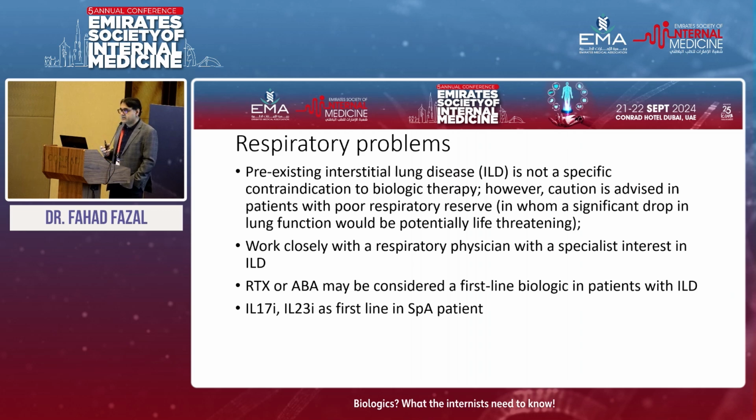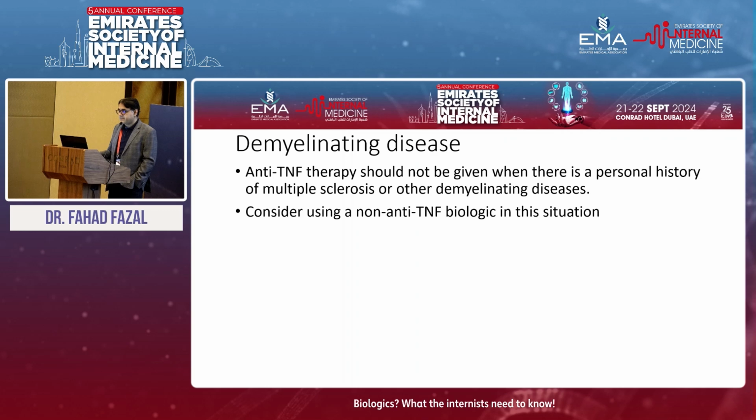risk of infection, and then discuss with the ILD doctor as well about the treatment which you are going to plan. And rituximab and abatacept are considered safe as first-line biologics in patients with interstitial lung disease. And IL-17, IL-23 inhibitors are first-line agents in spondyloarthritis patients.